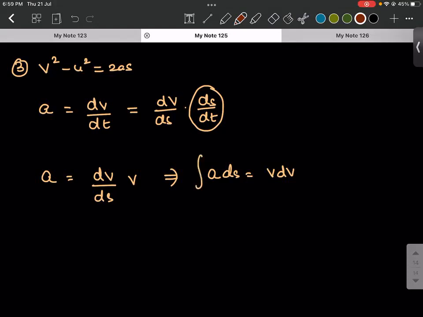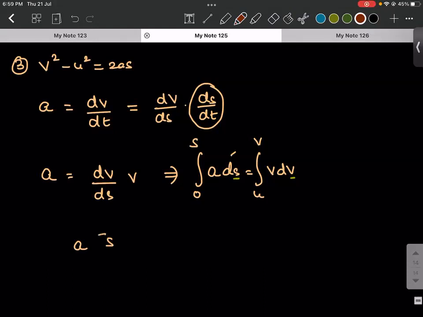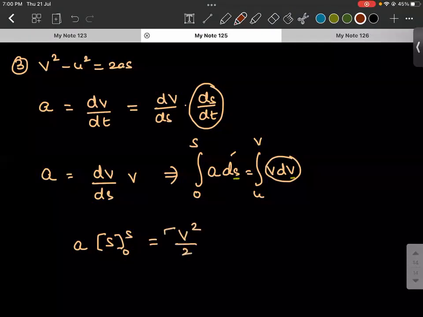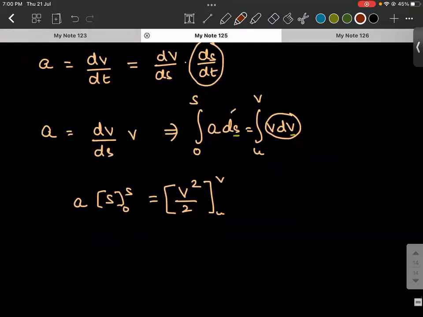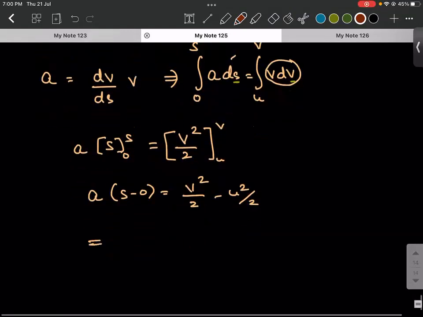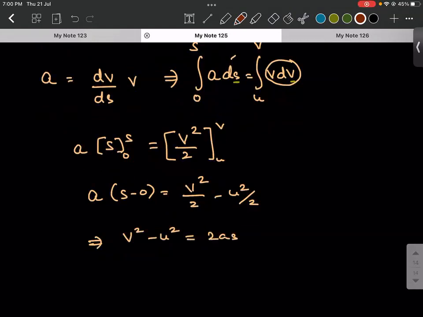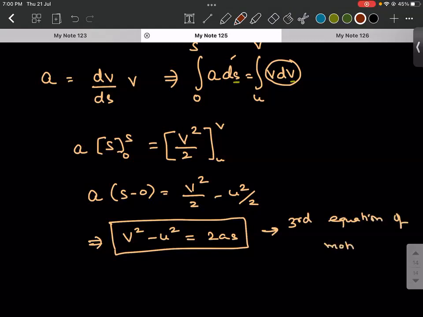Now again, integrating on both sides with proper limits. Here I need to take the limit of v, here I need to take the limit of s. Initially, when the displacement was zero, the velocity was u. Finally, when the displacement was s, the final velocity is v. So if I take that a outside, a into integral of ds is going to be s between 0 to s, equal to integral of v dv, which is going to be v square divided by 2 between the points u and v. So this will be a into s minus 0 is equal to v square by 2 minus u square by 2, which implies v square minus u square is equal to 2 times as, and this is the third equation of motion.